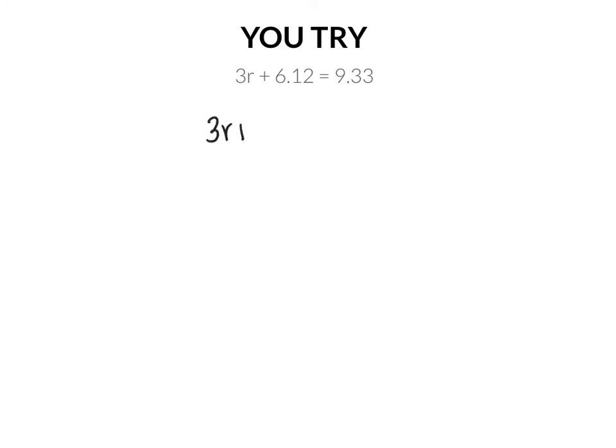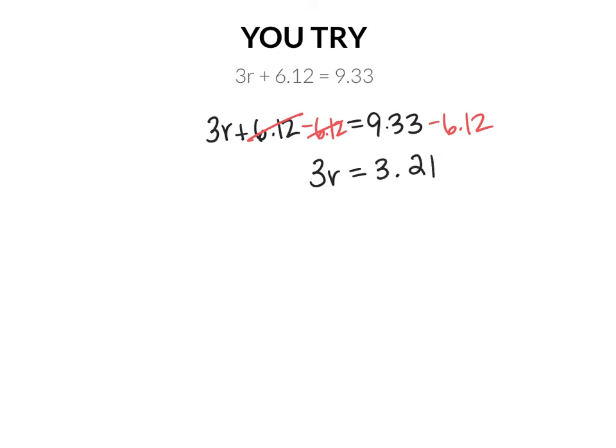I have 3r plus 6 and 12/100 equals 9 and 33/100. I'm first going to use that inverse operation on that plus 6 and 12/100 by subtracting the 6.12. And if I subtract on one side, I have to keep it equivalent by subtracting on the other side. I'm left with 3r equaling 3.21. I'm going to use my inverse operation for multiplying by dividing, and r equals 1 and 7/100.